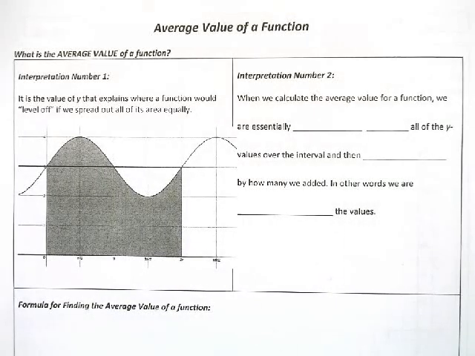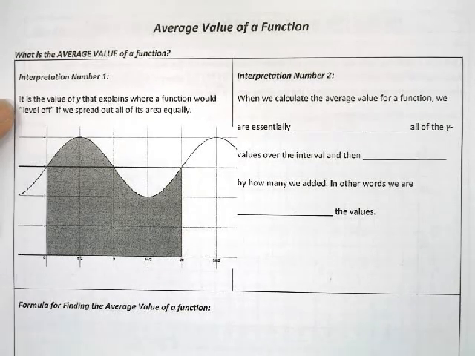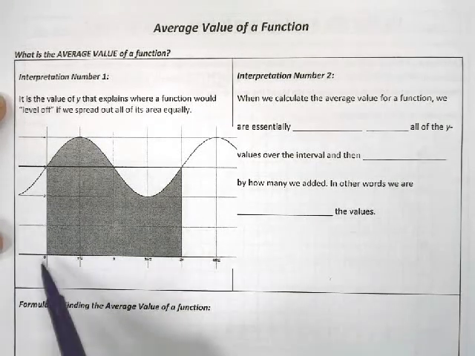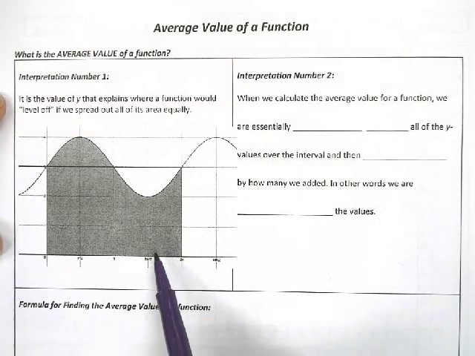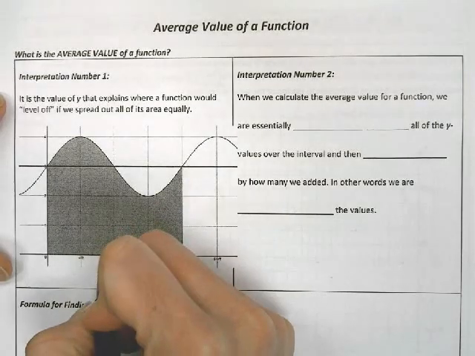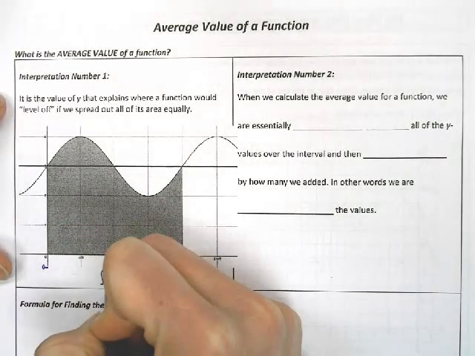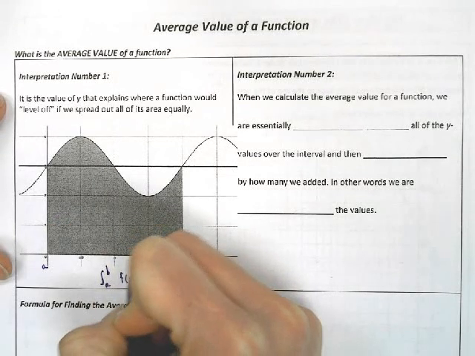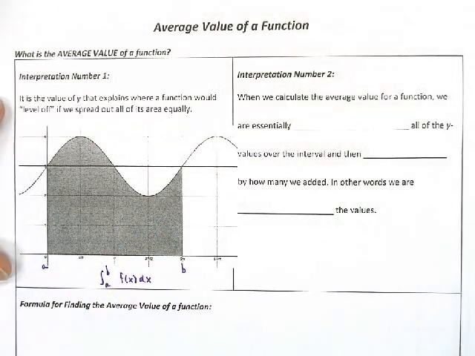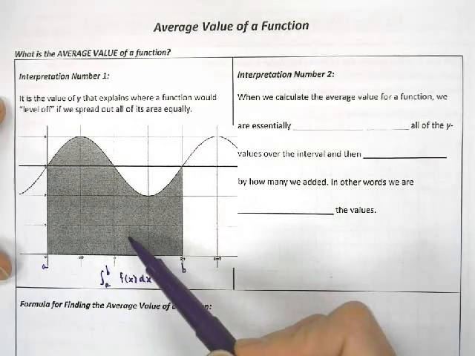We had a chance to look at this a bit in class, but if we're asked to find the average value of a function, there are two ways that we think about it. The first way is it's the level of y that explains where a function would level off if we spread out all of its area equally. If I look at this function here, the area in gray is what I would get if I integrated this function. If I call this a and this b, that would be the integral from a to b of f of x dx, and I would get that area in gray.